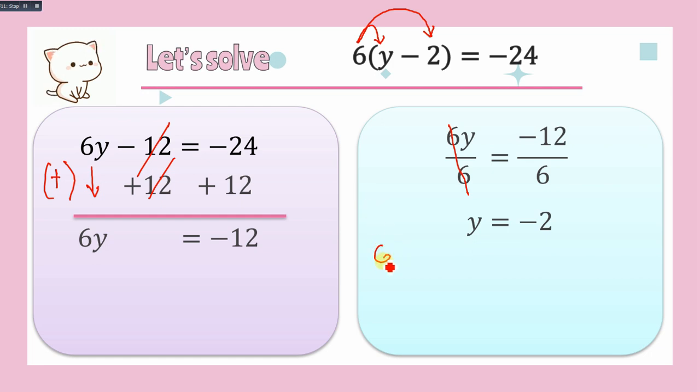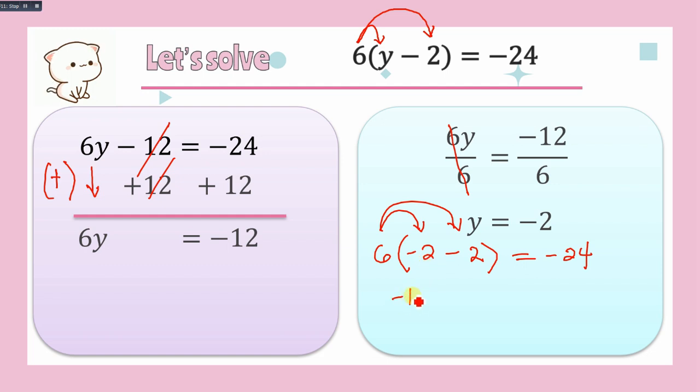And you can always do the checking, so we substitute the value of y. So we have 6 multiplied to the quantity of negative 2 minus 2 is equal to negative 24. So okay, distributive property. We have 6 times negative 2, we have negative 12, and also 6 times negative 2, we have negative 12.